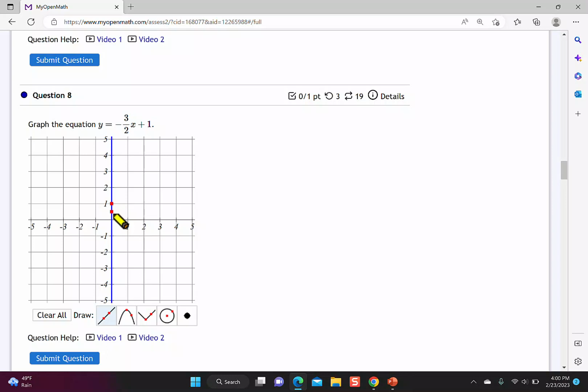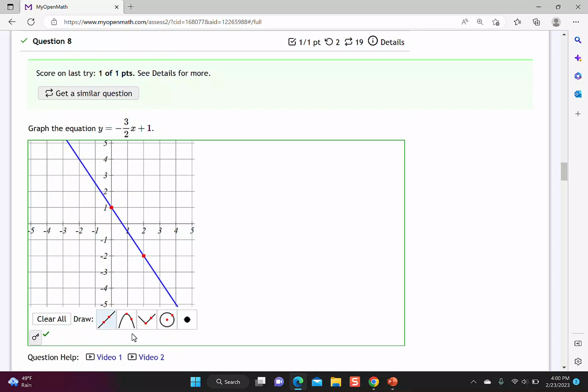put a dot. This immediately puts a line in, so I'm going to use the slope to come up with a second point. So I want to move down 1, 2, 3, and then over 1, 2 to get a second point, and then I can submit my question to see that I got it right.